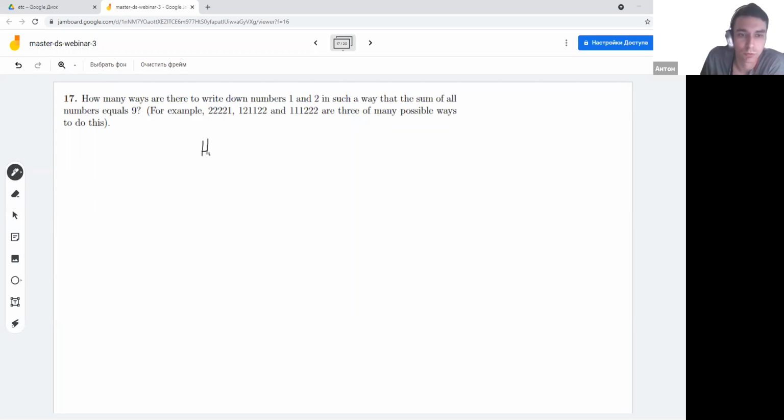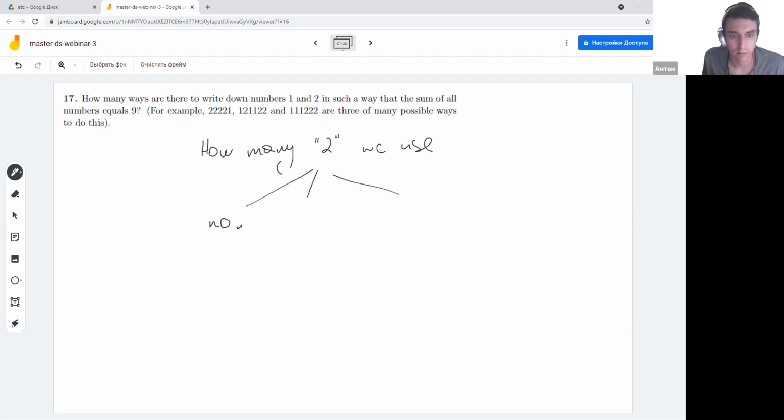So the question that I want to ask is, how many 2s do we use? Well, there are different possibilities. We can use no 2s. Then the only way to obtain 9 is to use 1s, and there is only one way to do it: just nine 1s in a row. So it's one way.